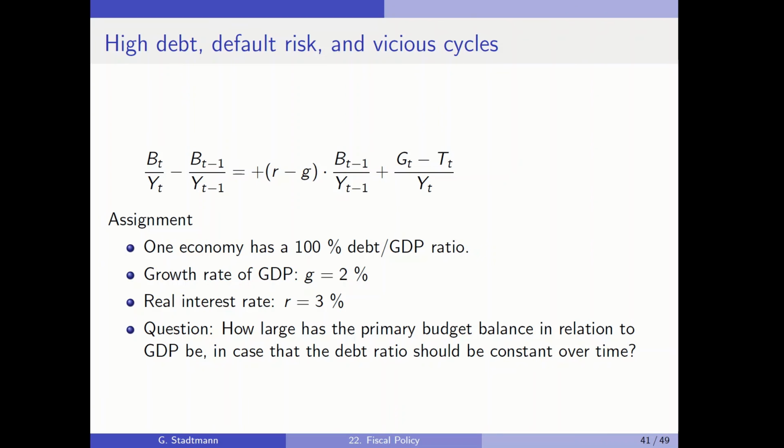Let's come up with a numerical example. Let's assume that one economy has a 100% debt to GDP ratio. The growth rate of GDP is assumed to be 2%. The real interest rate is assumed to be 3%. And the big question is, how large has the primary budget balance in relation to GDP to be in case that the debt ratio should be constant over time? So you have all the ingredients you need to answer this question.